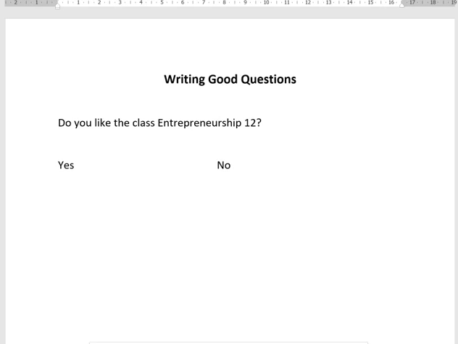The challenge of making a good survey is to come up with questions that give you a lot of information. Here we have a question from my class. Do you like the class Entrepreneurship 12? Now, most people will pause. They can answer the question. There's only 2 answers, but most people will be somewhere in the middle.